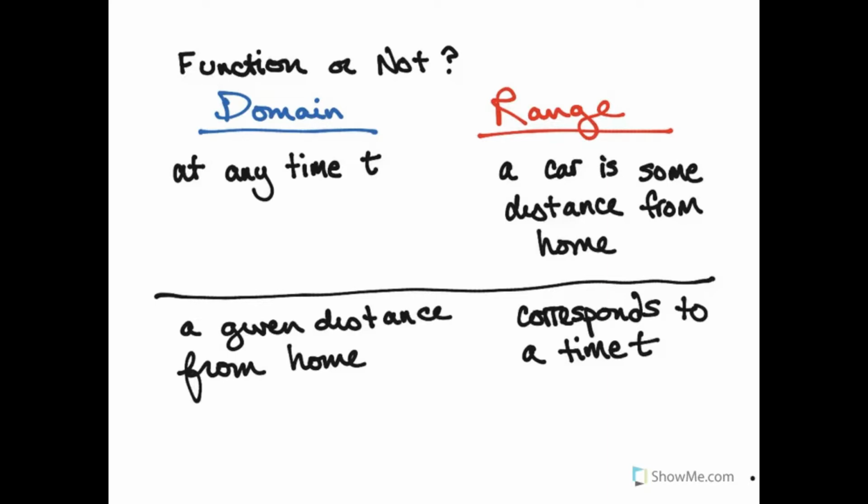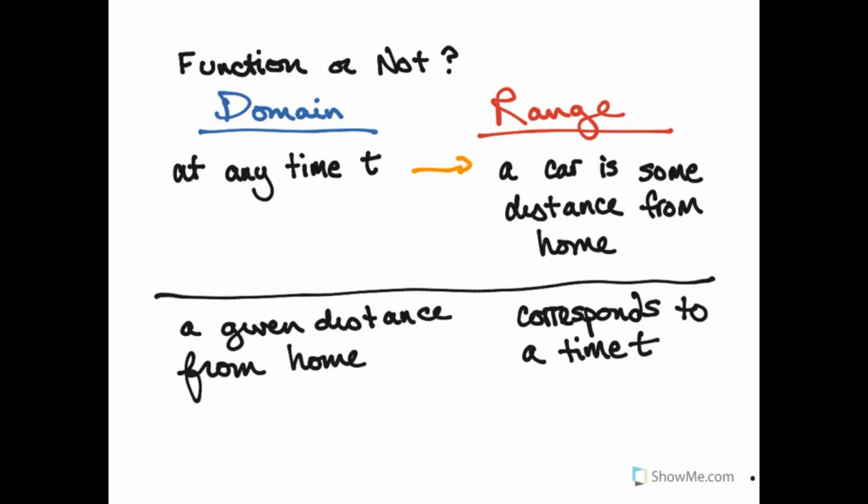So let's practice finding out if something is a function or not. I have two relationships here. The first one says at any time t, a car is some distance from home. Now, at each time t, there is a distance. The car could be 0 miles from home or 100 miles from home, but every time has a unique distance.